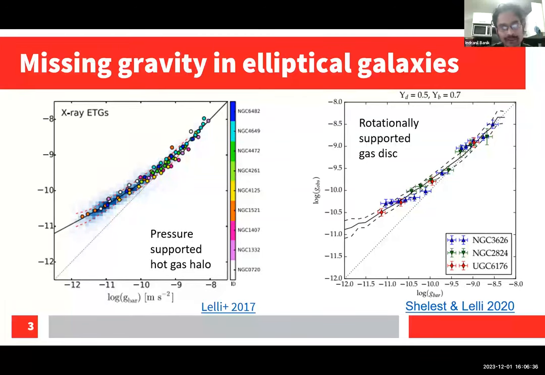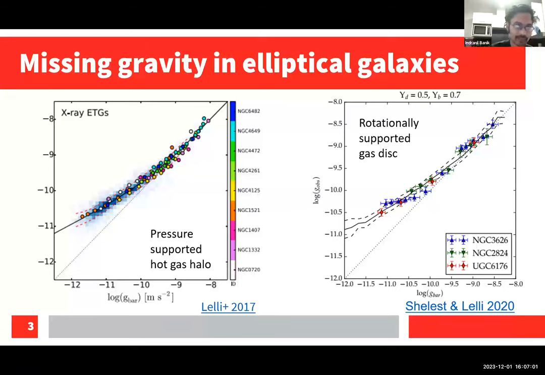And there is this so-called mass anisotropy degeneracy, where if you have a combination of rotation and pressure support, but you don't know exactly what proportion of the support is coming from gravity, from rotation, and what proportion from random motions, then it becomes very difficult to know the strength of gravity. There's essentially two ways to break this degeneracy.